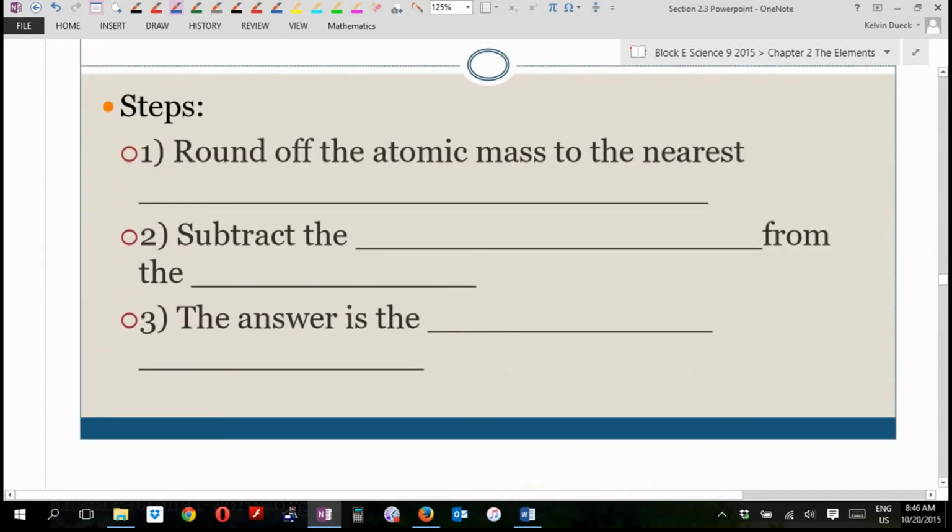So, to find the number of neutrons, you round off the atomic mass to the nearest whole number, but you round off properly. In other words, 35.5 becomes what? 36, not 35. Okay, if it's 0.5 or higher, you bump it up. If it's 0.4 or lower, you round down. And then you subtract the protons from the mass. And the answer is the number of neutrons.